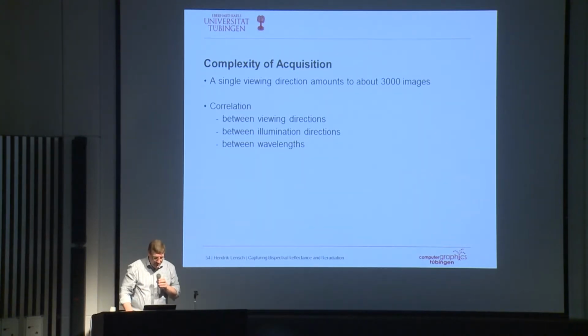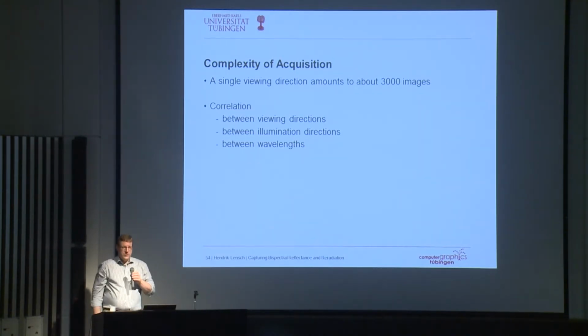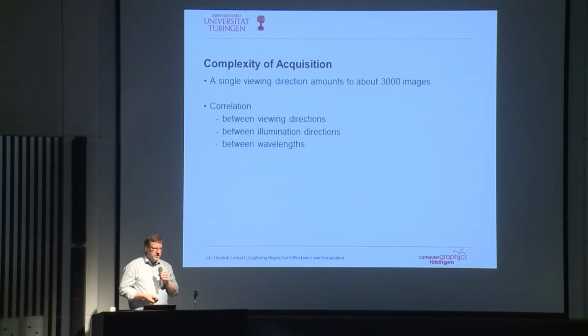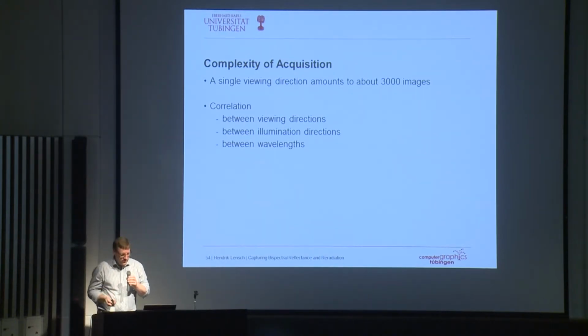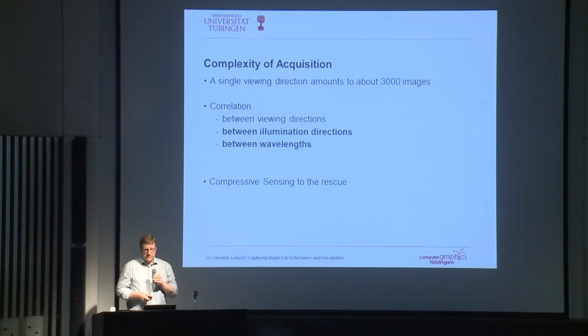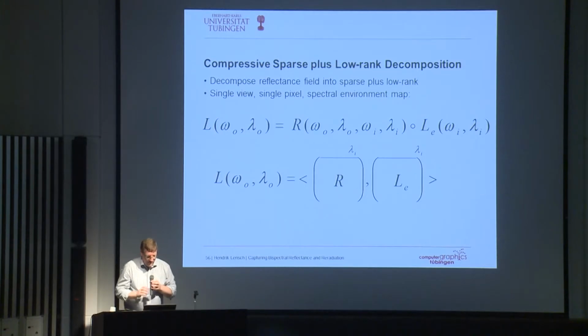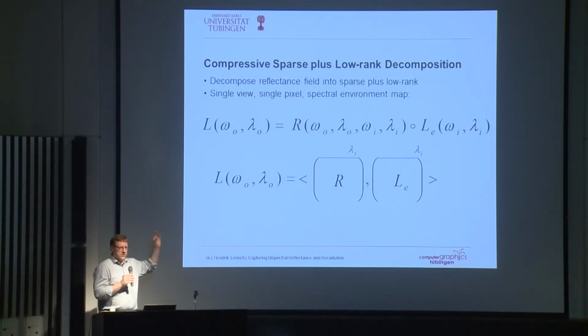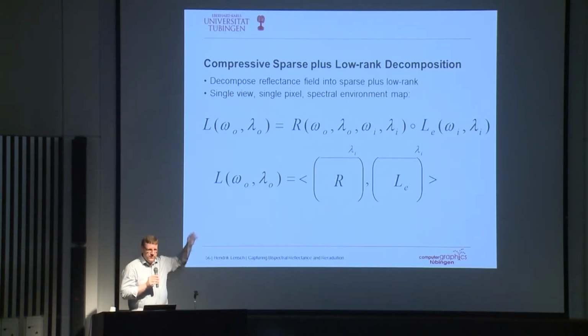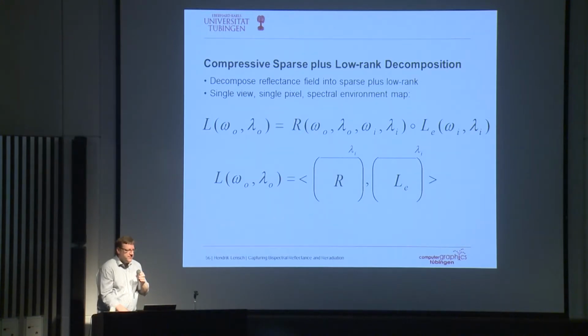What we try to explore is the correlation between the illumination directions, between the viewing directions, and between the wavelengths. And we try to use compressive sensing in order to exploit the inherent structure of these kinds of reflectance. Now, let's briefly look at what we have at hand if we simplify the problem. If we fix our camera to a single location, then we fix our outgoing direction omega O, okay?